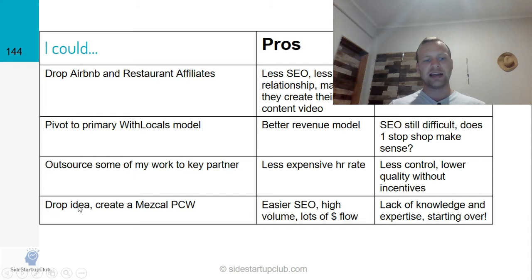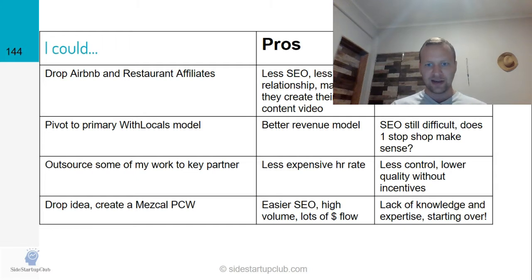And lastly, drop the idea, I don't want to do that, but this Mescal price comparison website is very interesting to me. Maybe I can have a spin-off, or maybe one of the pages of my website could be this PCW, or maybe somehow I can share the traffic between the 2 places. So this is something I can kind of build into the website or spin off.